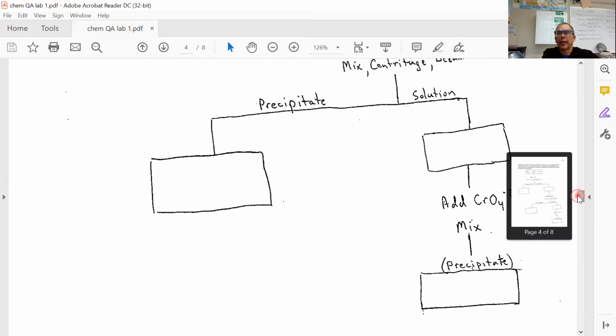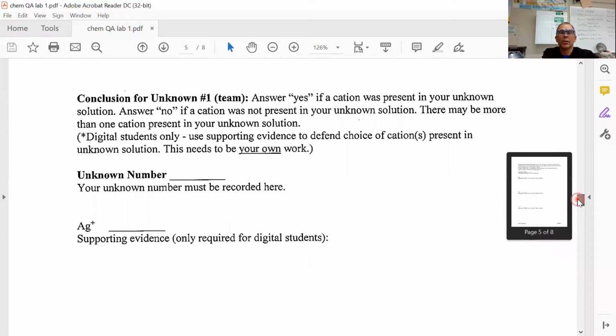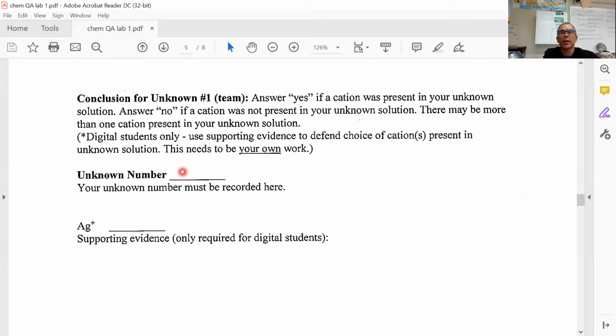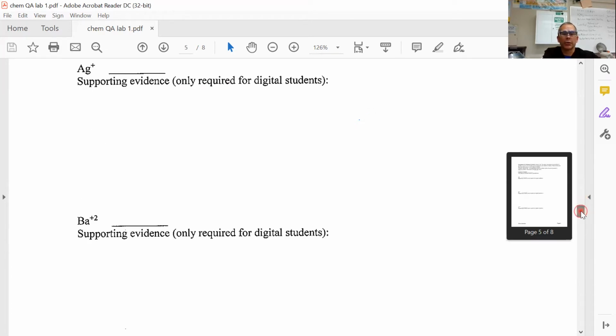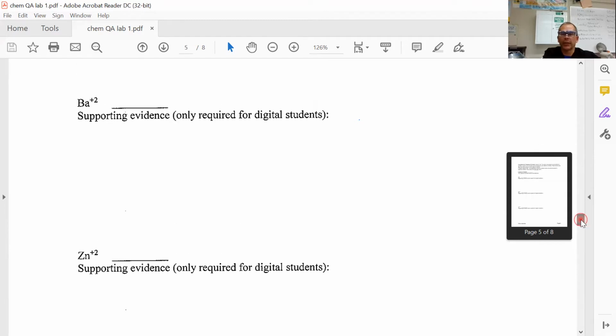All right, so there is going to be an unknown number 1, and you're going to put what we'll call unknown number 1. You're going to be doing 2 in total. You're going to call this letter B, and both page 5 and 6 are the same. You put your unknown number there, and then for Ag, yes or no with supporting evidence. For Ba+2, yes or no with supporting evidence. And Zn+2, yes or no with supporting evidence.